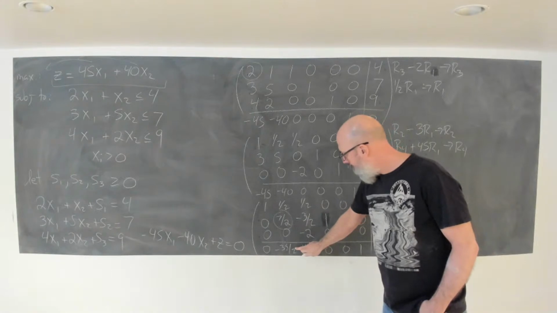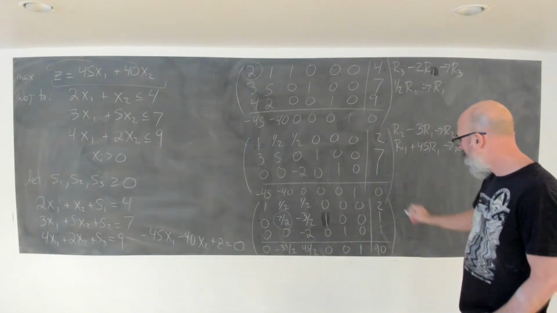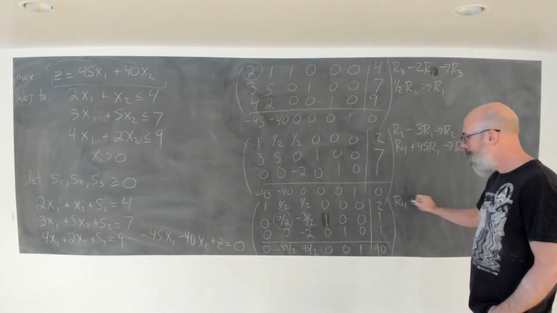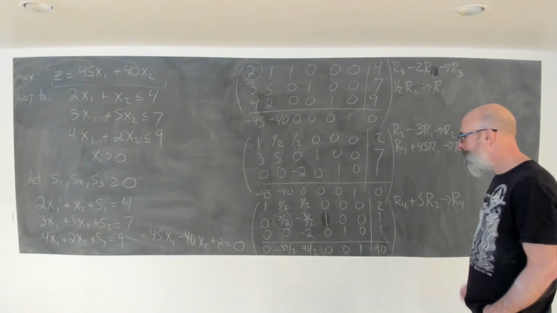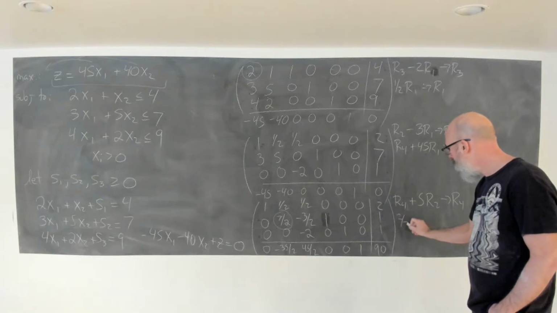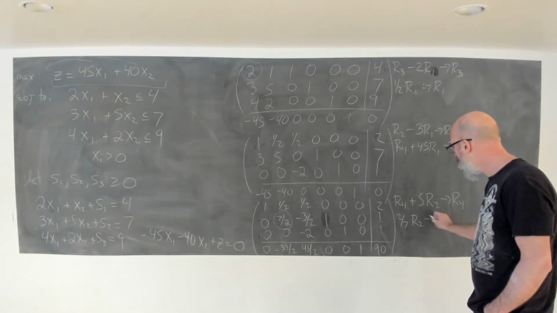Let's use that to get rid of that. That works out nicely. Row 4 plus 5 row 2 for row 4. And then maybe a 2/7 row 2 for row 2.